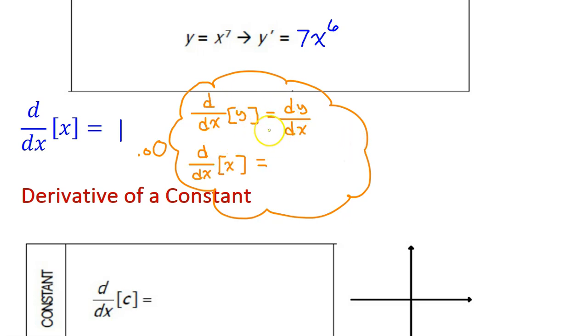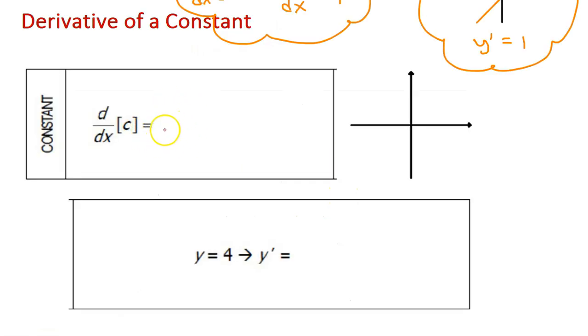Here's the last connection I want to make. We've learned that for the Leibniz notation for the derivative of y with respect to x, you can either write d/dx of y, or you can write dy/dx. Similarly, the derivative of x with respect to x can either be written like this, or you could write dx/dx. Obviously, dx over dx is going to equal 1.